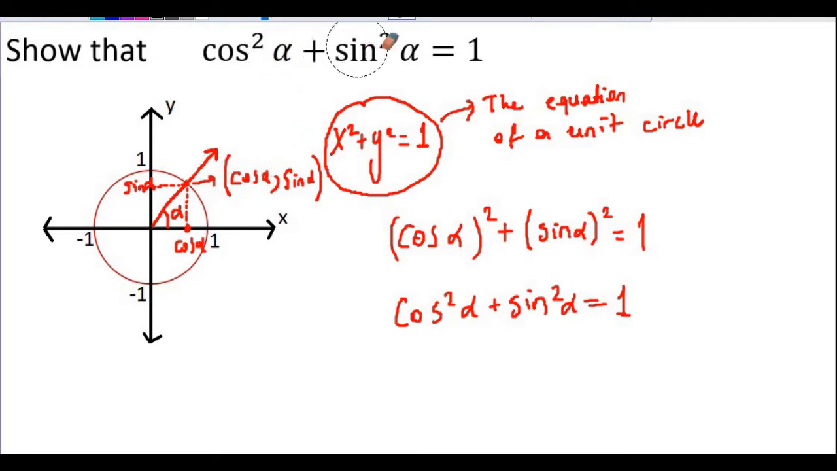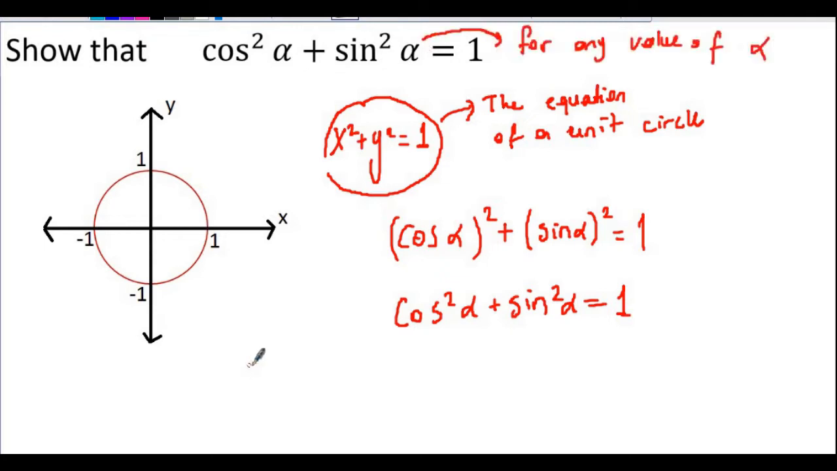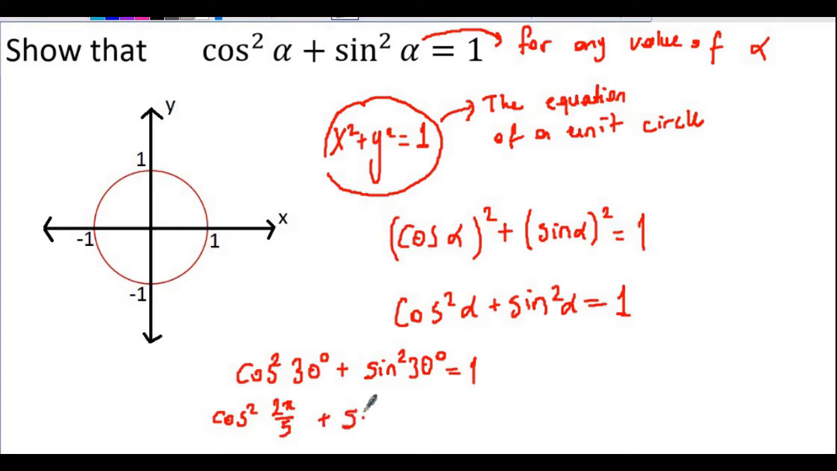We write alpha, but it is actually for any value. So let's write, for any value of alpha. For example, cosine squared of 30 degrees plus sine squared of 30 degrees is equal to 1. Or you can write cosine squared of 2 pi over 5 plus sine squared of 2 pi over 5 is equal to 1. Alright, that's it for this example.